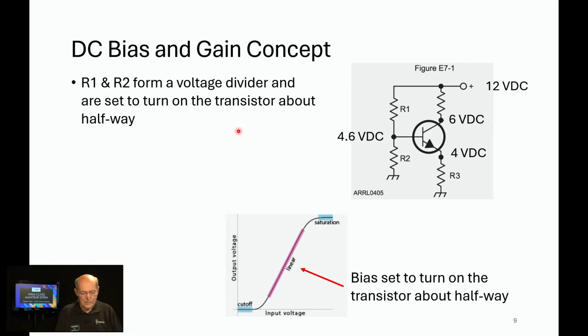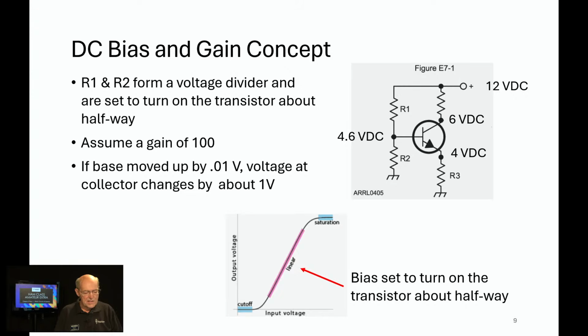So we've removed the AC signals here, and we're just looking at it from a DC point of view. Let's assume that we have a gain of 100. In other words, we're going to amplify the input by 100 times. So if the base moved up by a 100th of a volt, the voltage at the collector may change by about 1 volt. Well, that's a ratio of 1 to 100. So that illustrates what's going on here from a DC point of view.